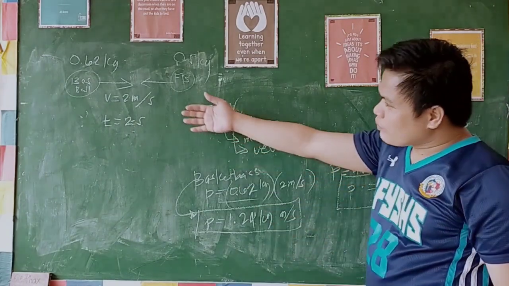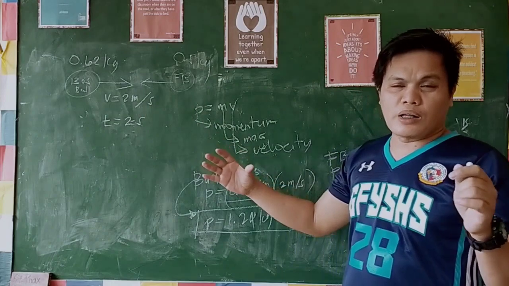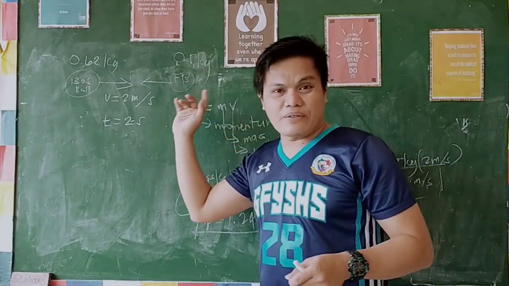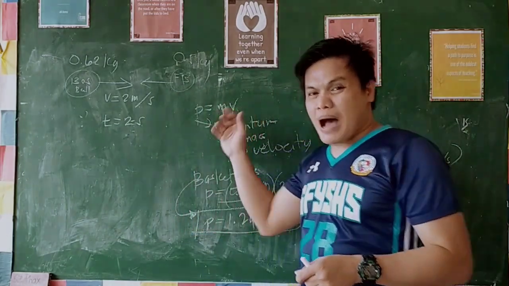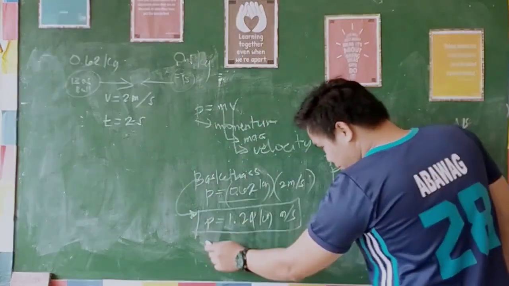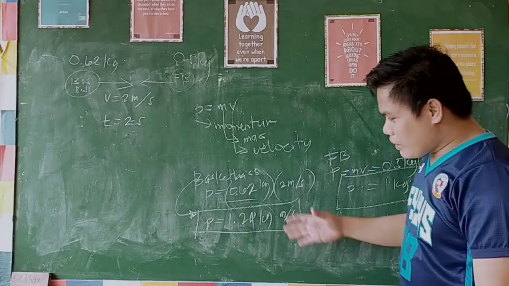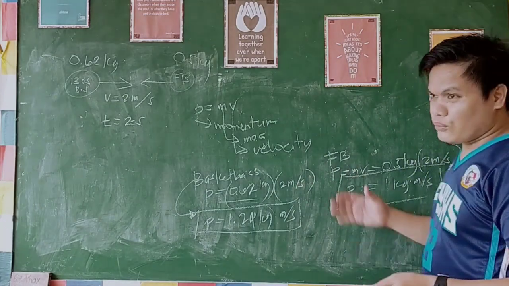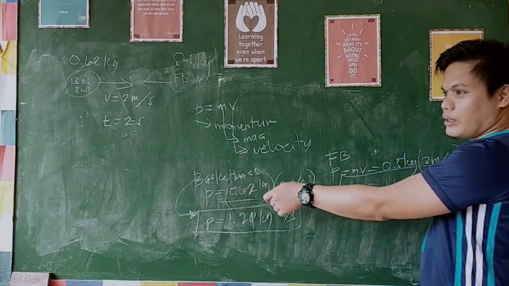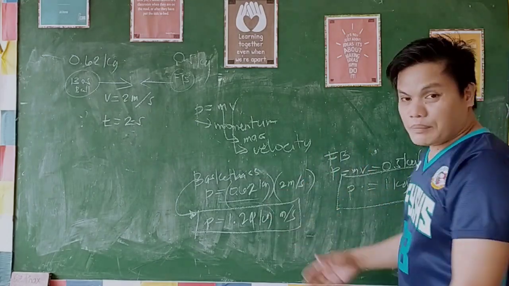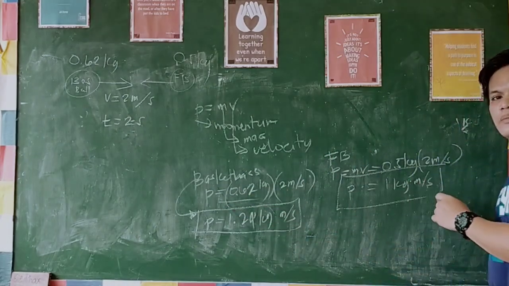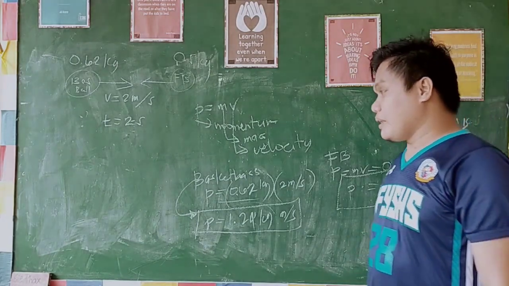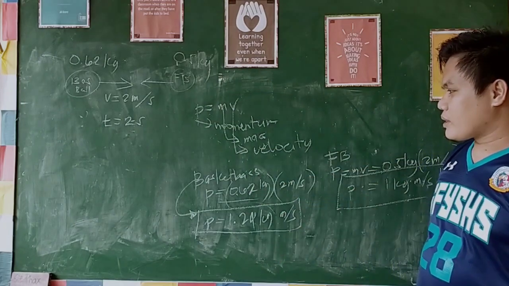So we assume that the velocity of the two balls are the same, but it so happens they have different mass. Therefore, we have found out that the momentum of each ball is different as well. And we found out that the momentum of the basketball is greater than the momentum of the football. Okay? So what if we will determine the impulse?